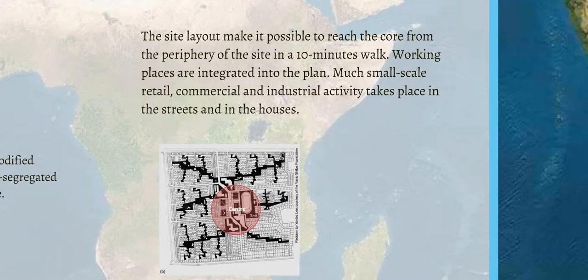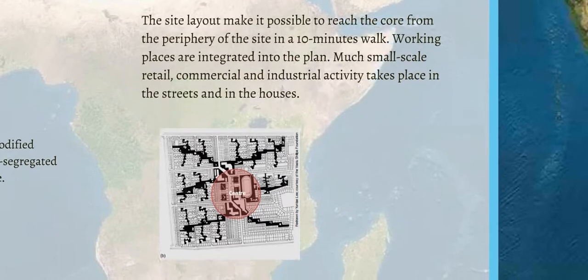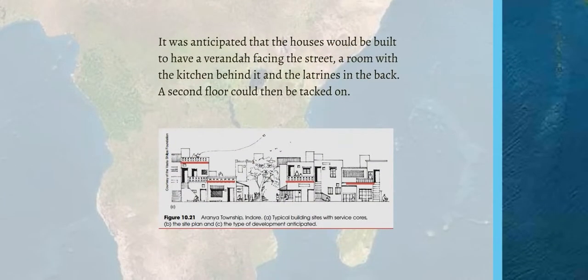Much small-scale retail, commercial and industrial activity takes place in the streets and in the houses. It was anticipated that the houses would be built to have a veranda facing the street, a room with the kitchen behind it, and trees in the back. A second floor could then be tacked on.